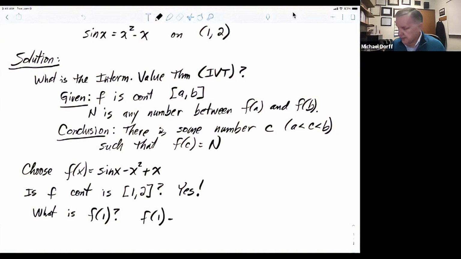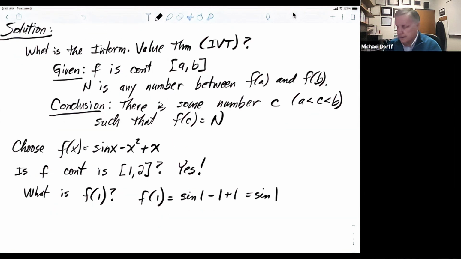Well, I put 1 into my function, and I get the sine of 1 minus 1 squared plus 1, which is the sine of 1. Now remember, 1 is in radians. It's not in degrees. If it were degrees, we'd know it'd be in the first quadrant. But the sine of 1, where 1 is in radians, what quadrant is it in?